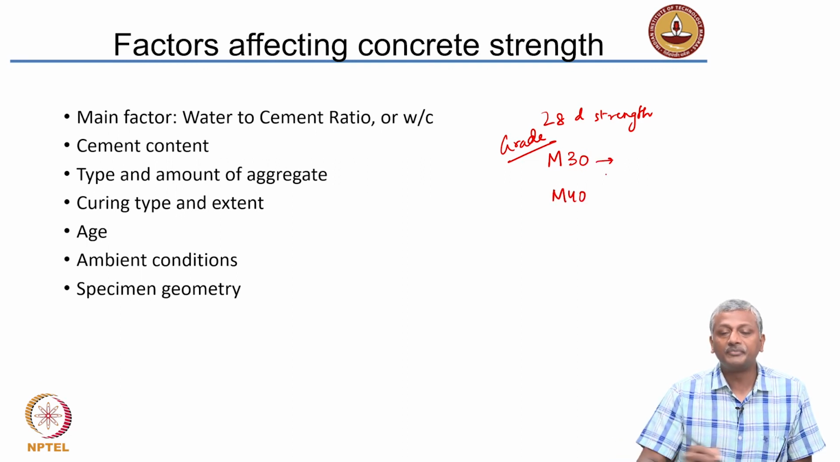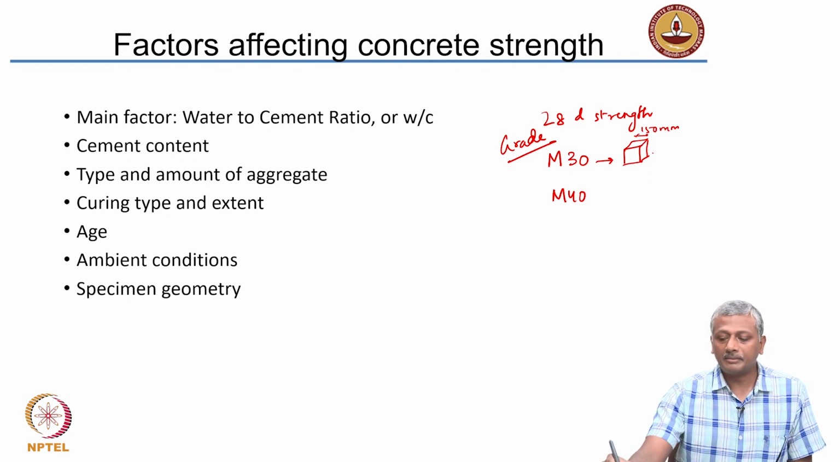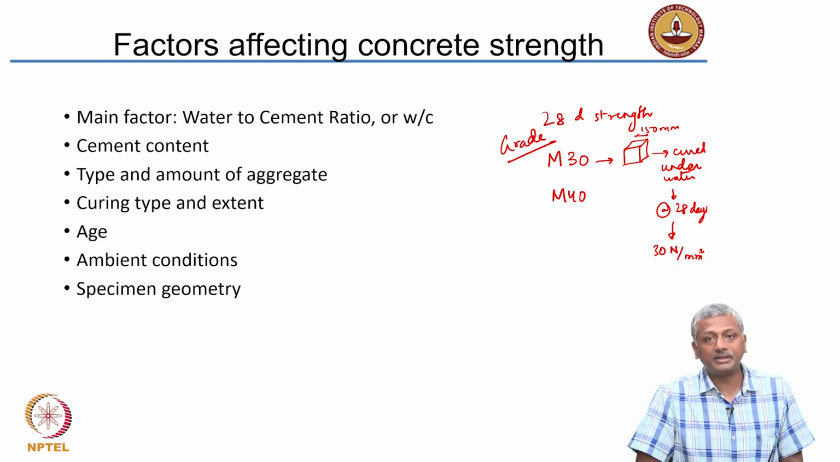This means that a concrete cube of 150 mm side, okay, 150 millimeters side cube, which is cured under water at 28 days, gives a strength of 30 Newton per millimeter square. That is what is meant by M30.